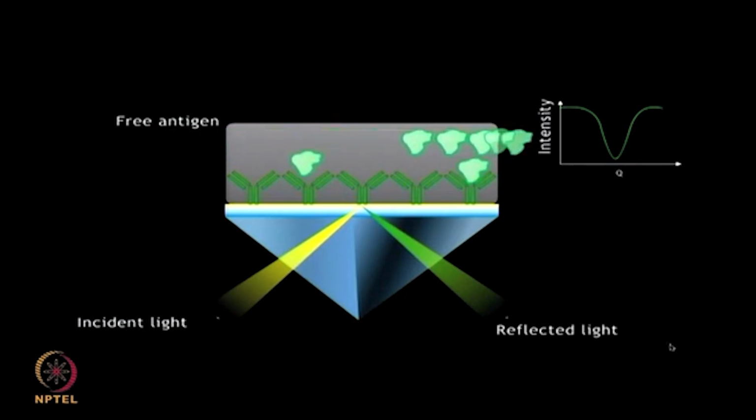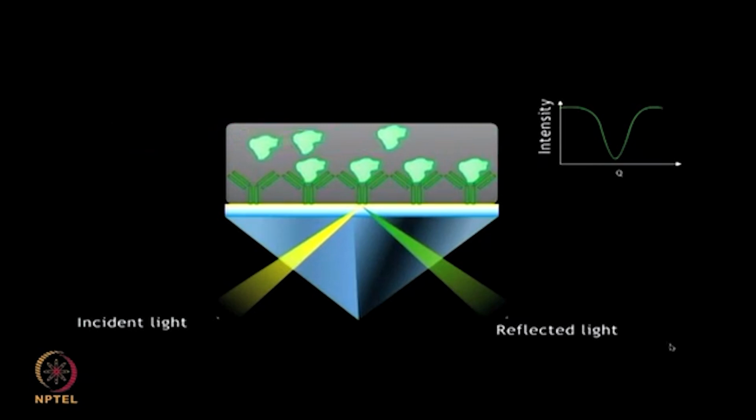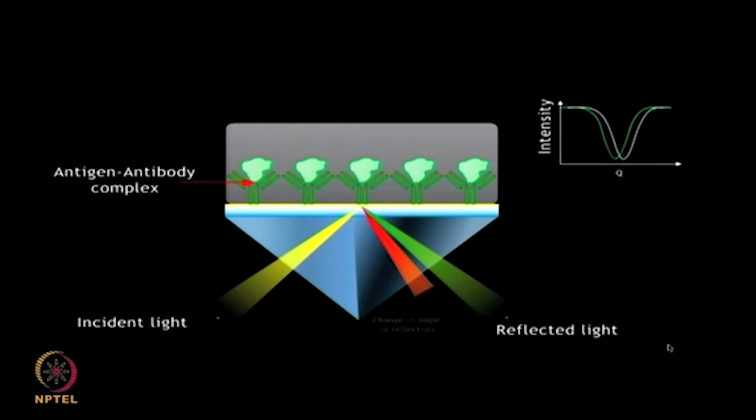Initially, there is no change in reflected light. The binding of antigen to antibody immediately brings about a change in the angle of reflection of light due to changes in the refractive index of the medium. These changes can be continuously monitored to characterize biomolecular interactions in real time. The SPR angle, or the angle at which minimum intensity of reflected light is obtained, is indicative of the amount of biomolecule binding to the surface.